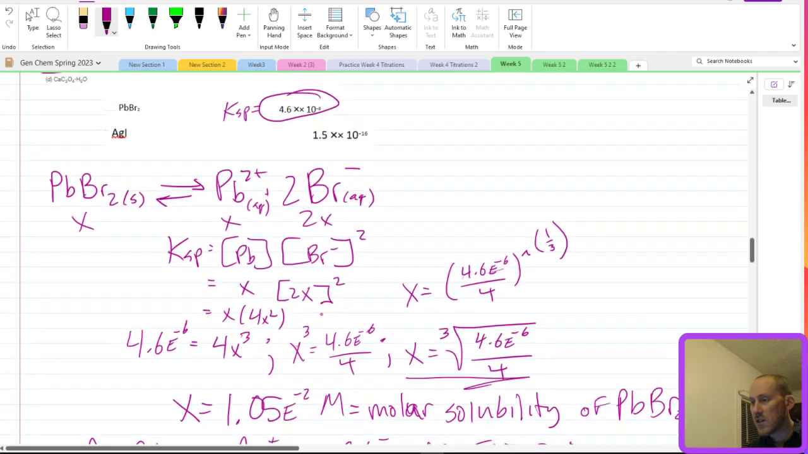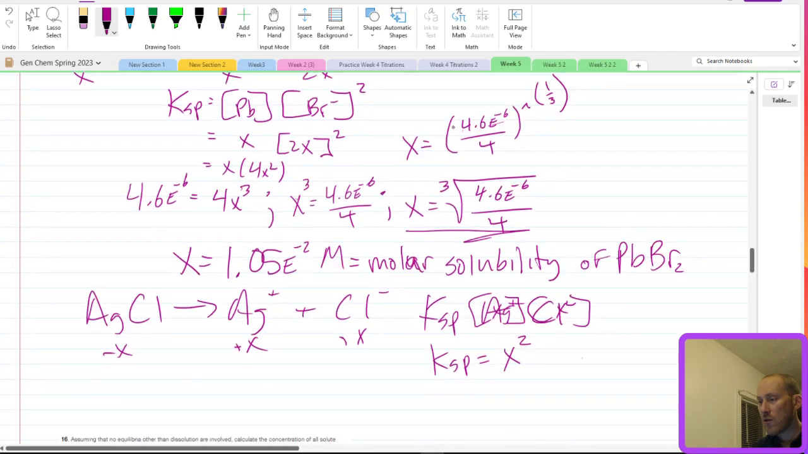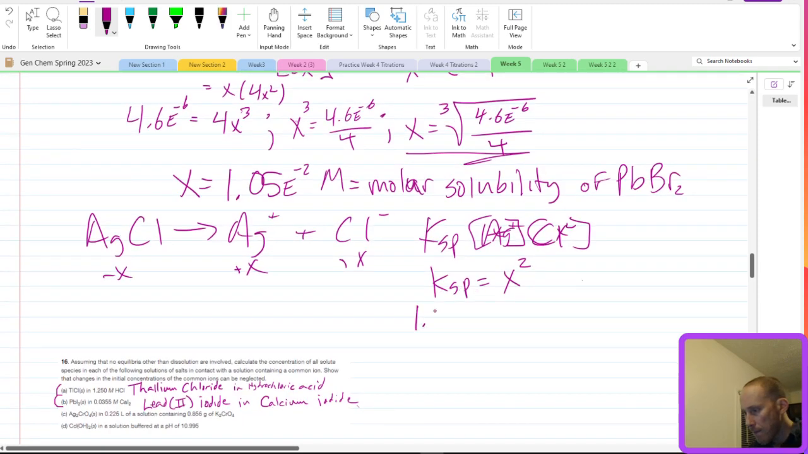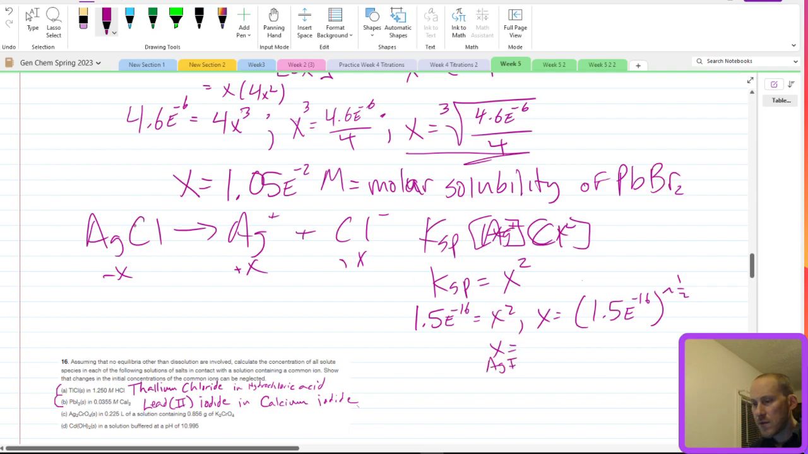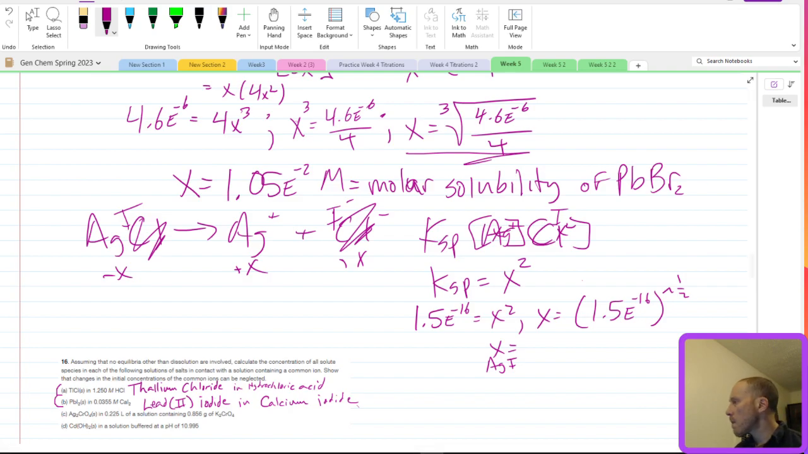And so the Ksp table said 1.5 times 10 to the minus 16 equals x squared. So x equals the square root of that, which again, calculators tend to have a square root button, but if you wanted to, do it like that. And so x on that one for silver iodide, oops, I meant to say iodide here, my bad, sorry, iodide, not chloride, is 1.22 times 10 to the minus 8.